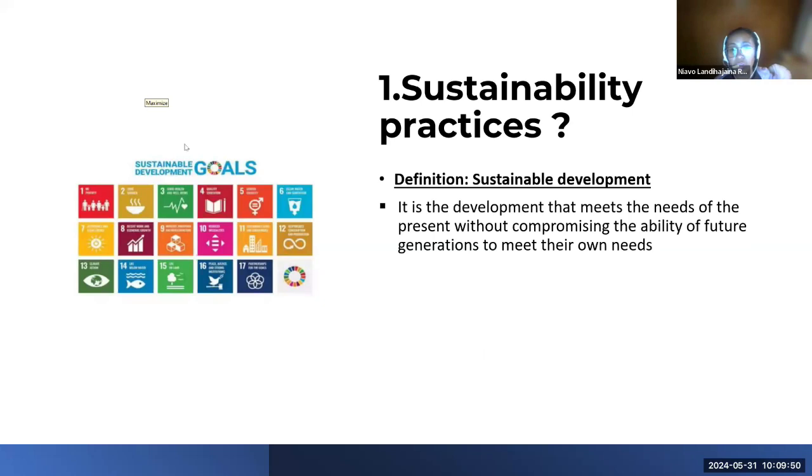Then, what is sustainable development? When you talk about sustainability practices, it's always related to sustainable development. That's the main goal of implementing sustainability practices. Sustainable development is development that meets the needs of the present without compromising the ability of future generations to meet their own needs. These are the main Sustainable Development Goals, SDGs, defined by the United Nations. You can see there are mainly 17 SDGs, starting with no poverty and going until protection of human rights.